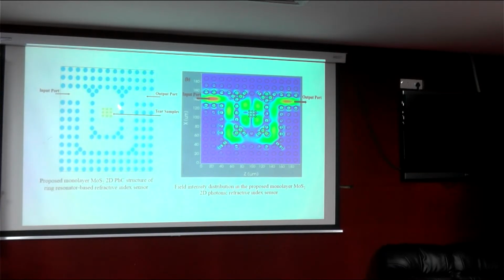When you pass the light through this, if you observe the field intensity distribution in the proposed monolayer MoS2 2D photonic crystal, we have a path here, we have closed this with MoS2, but this light is interacting with this sample. If it interacts more, the result will be good.